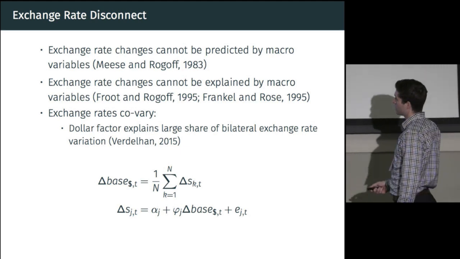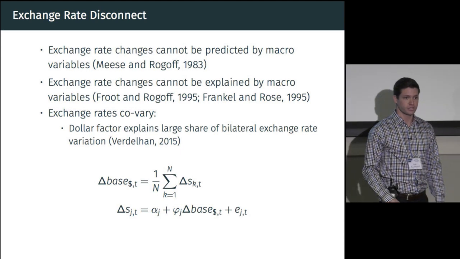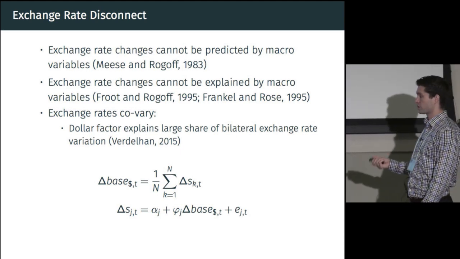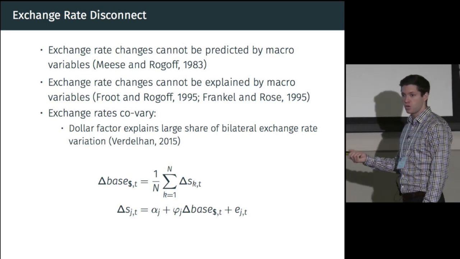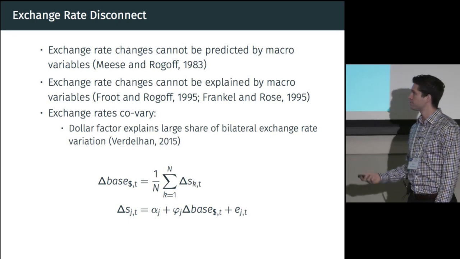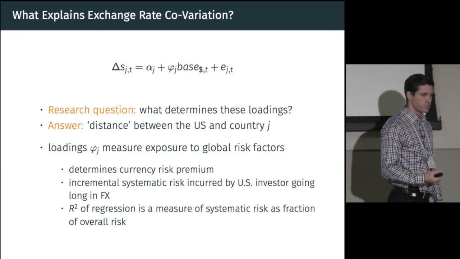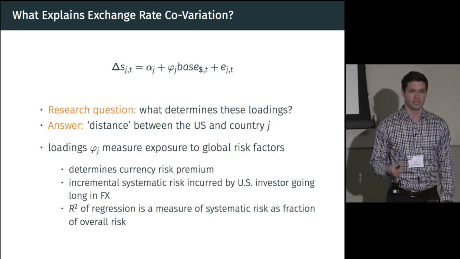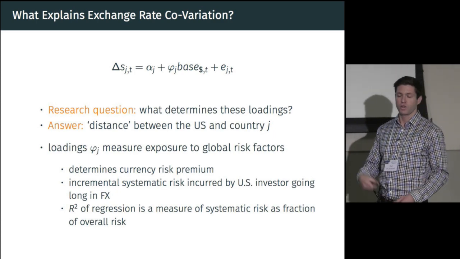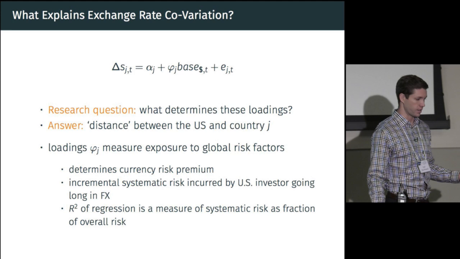Now, it turns out that exposure to these base factors explains a substantial amount of the time series variation in bilateral exchange rates. And additionally, these loadings on these base factors have a relatively stable component over time. And so the question which this paper answers is what determines the cross-sectional variation in these loadings across countries? When the dollar appreciates systematically, which countries does it appreciate more against, and which countries does it appreciate less against?